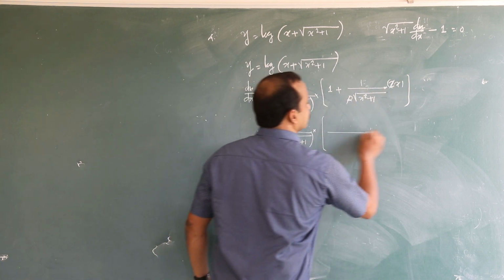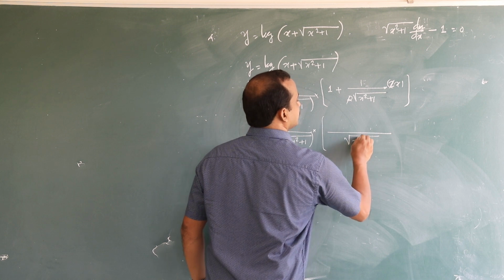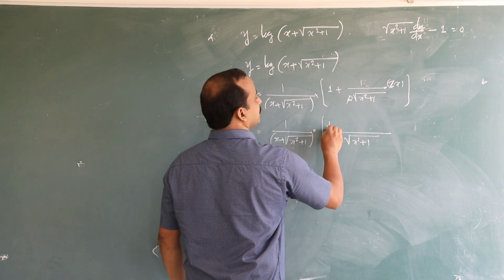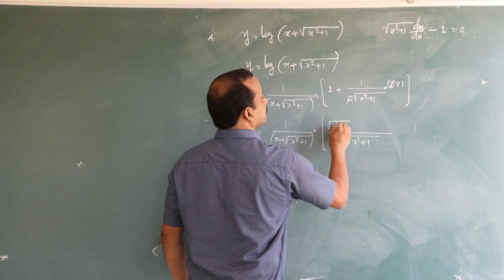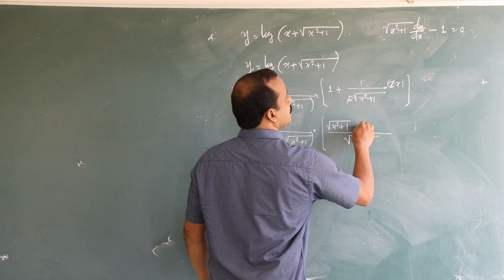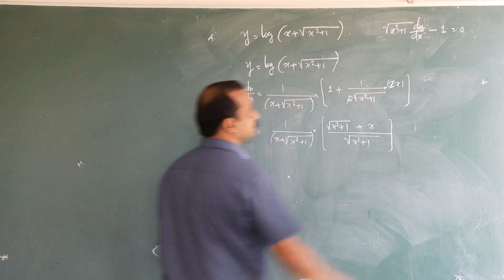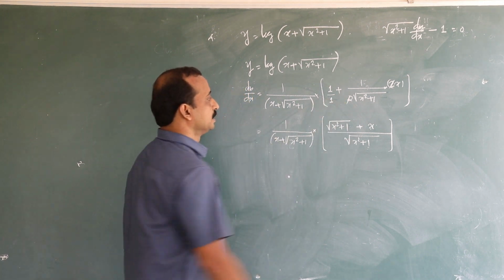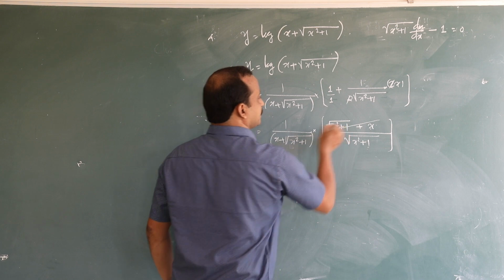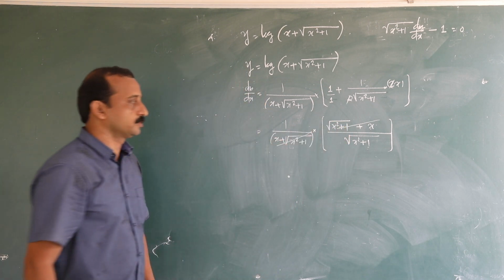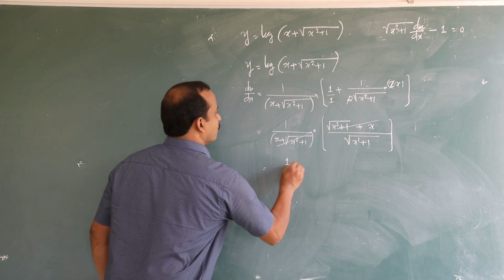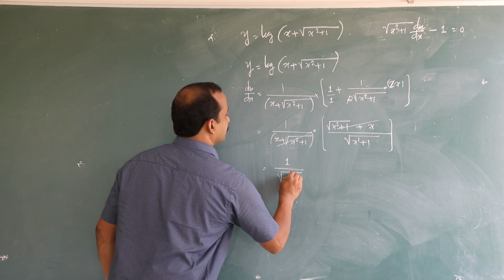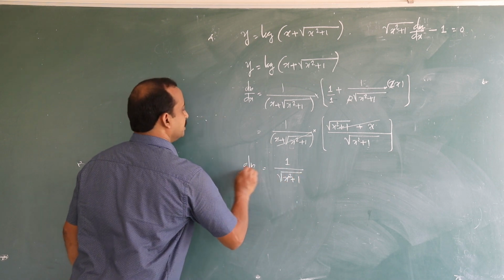Then we find the LCM. LCM means square root of x square plus 1. On cross multiplying we get 1 into root of x square plus 1 is root of x square plus 1, plus 1 into x. 1 means 1 by 1. Here x plus root of x square plus 1 and x plus root of x square plus 1 cancel. Balance them: 1 divided by root of x square plus 1. Left side is dy by dx.